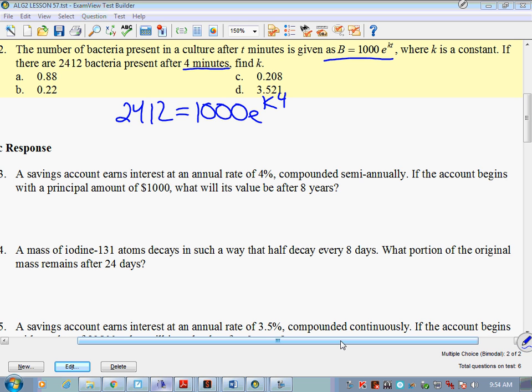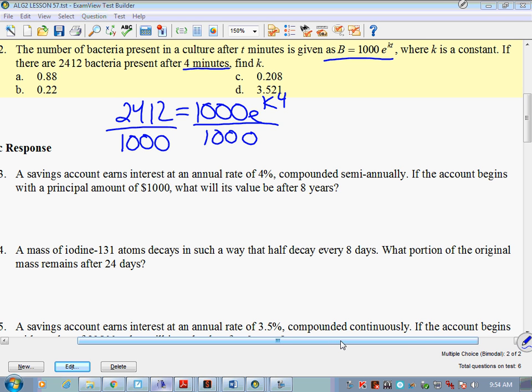All right, if I want to solve for this, find k. I want to solve for k, which means I need to move everything else over. Well, this is 1,000 times e to the power of k times 4. So I'm going to divide by 1,000.